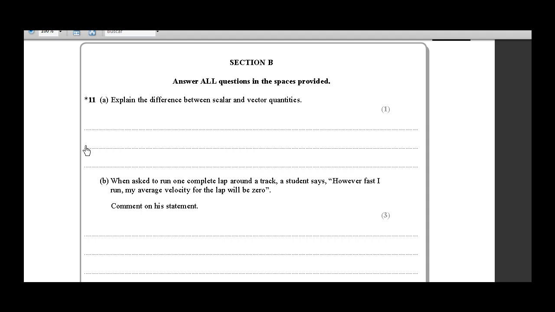It says explain the difference between a scalar and a vector quantity. So there you get 1 mark if you say that a scalar has only a magnitude and a vector has both a magnitude and a direction.